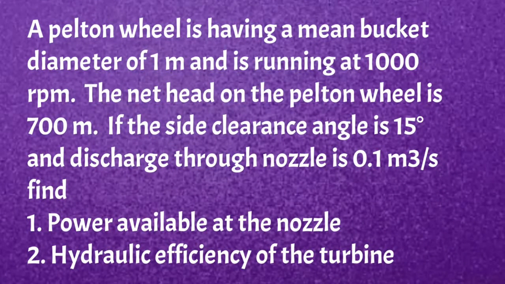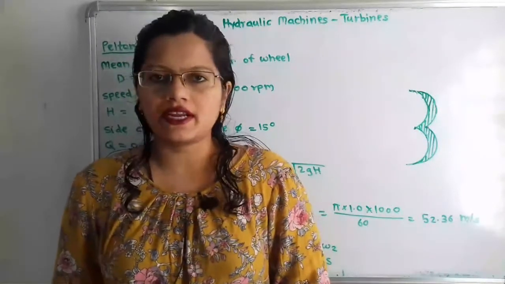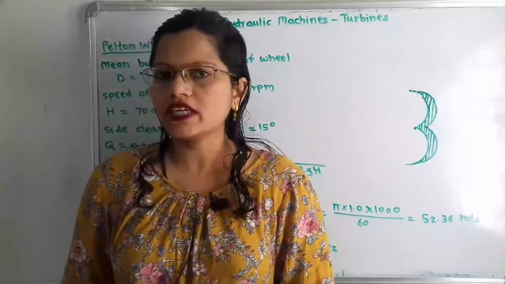A Pelton wheel is having a mean bucket diameter of 1 meter and is running at 1000 rpm. The net head on the Pelton wheel is 700 meter. If the side clearance angle is 15 degree and discharge through nozzle is 0.1 meter cube per second, find power available at the nozzle and hydraulic efficiency of the turbine. So this was the given question. Let us first understand the given data and we will draw the velocity diagram.